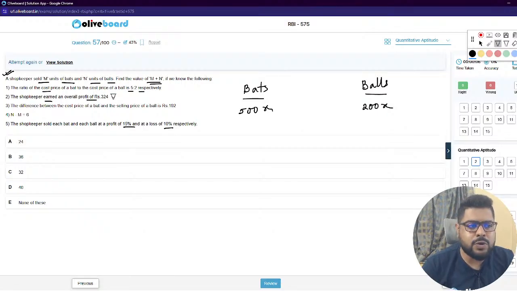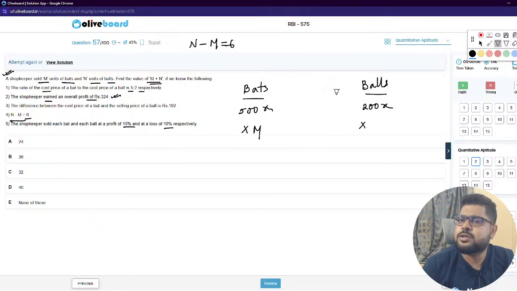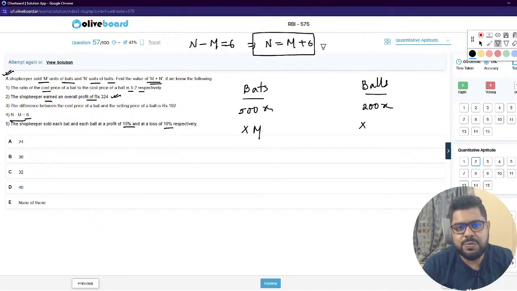Shopkeeper earned a total profit of this much. Keep it, it might be important. Acha, N minus M is 6. Bats sold was M units. Ball sold was N, so let's not take N. N will be equal to M plus 6. So balls sold was M plus 6 units.